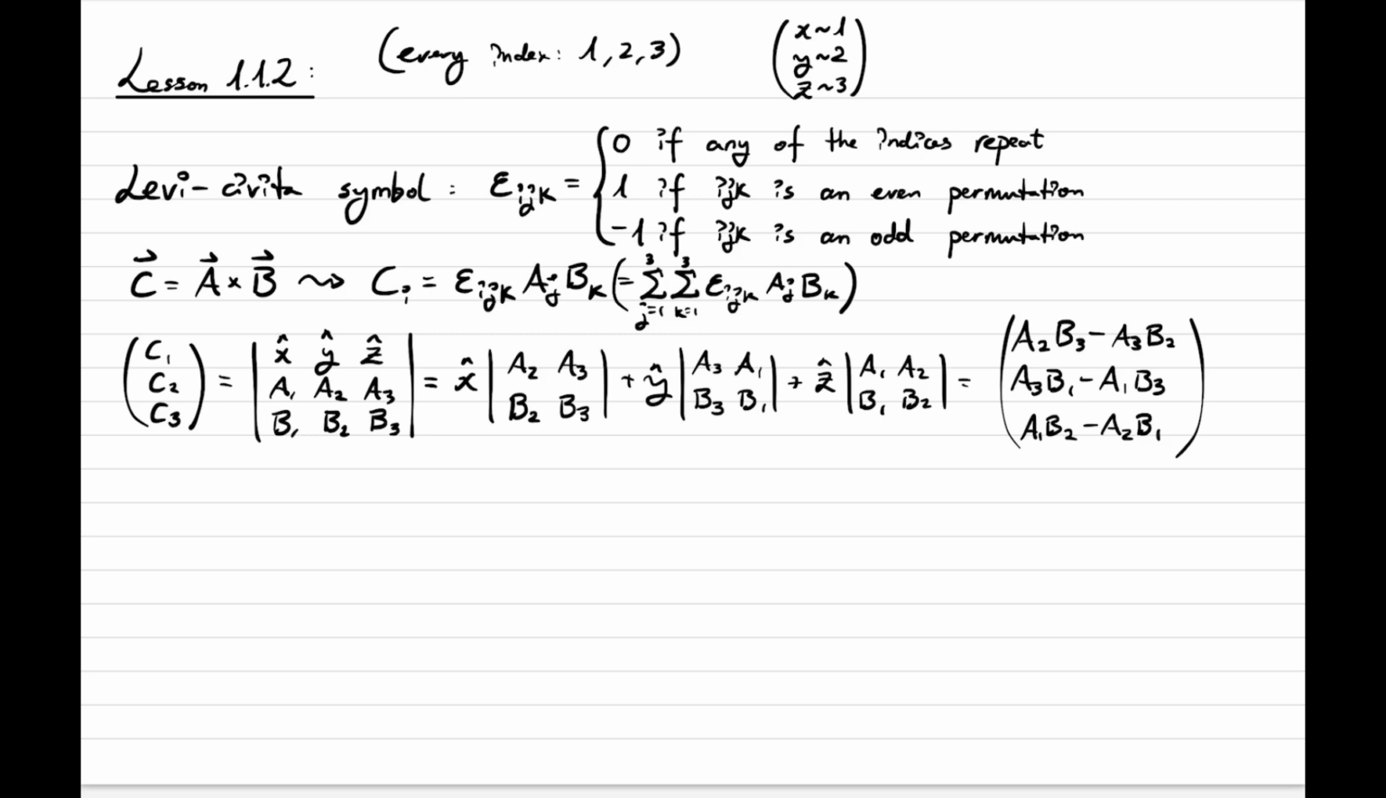So in A and B, we have the indices J and K, the second and the third components. And you can see that in the first component we only have the second and the third components of these vectors. So we are already going to see that this is a pretty good guess of a formula.